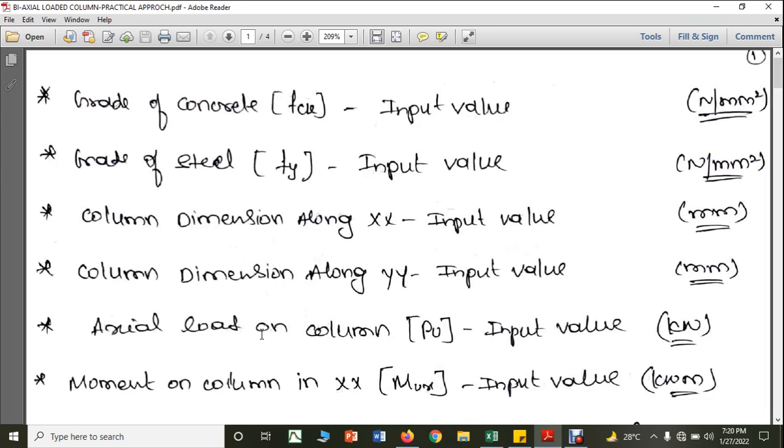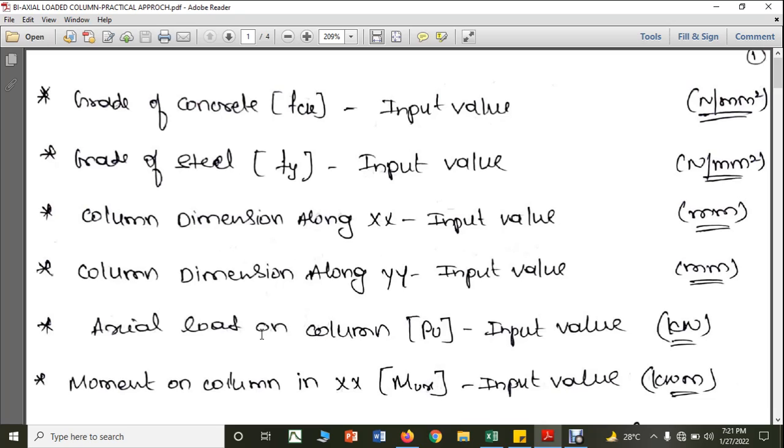Welcome back, learners. As I already told in the previous class, we have discussed designing the column subjected to biaxial loading, that is the axial load as well as the eccentricity of the loads in the column, leading to two kinds of moments. But the design that we have seen in the previous session was actually the theoretical approach, where we assume the percentage of steel and carry out the design and check whether the reinforcement is safe or not.